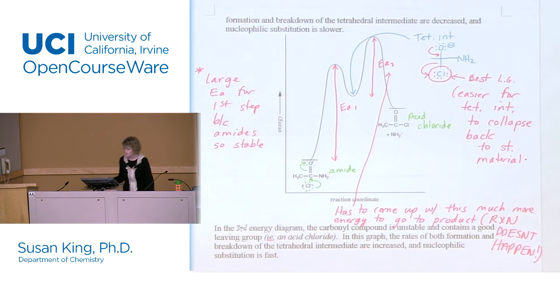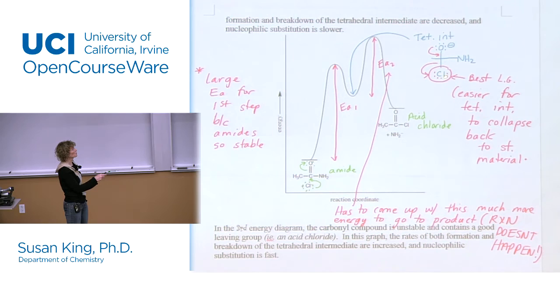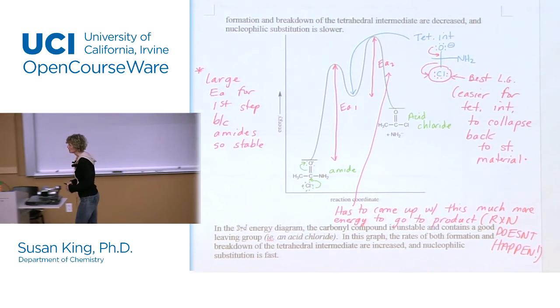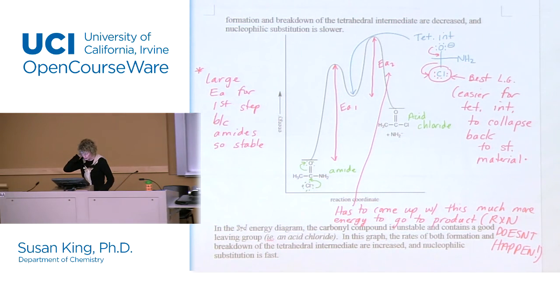So what's going to happen is those electrons are going to come down. By collapsing back to starting material, I mean these electrons are going to come down and kick that chloride ion right off. So you're going to just go right back here anyway. Okay, so there's another extreme case.